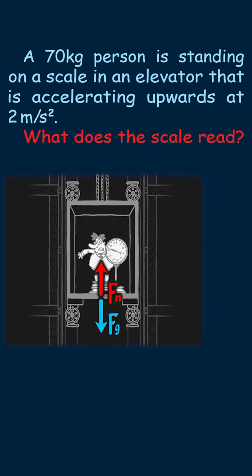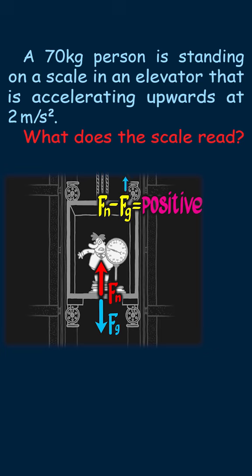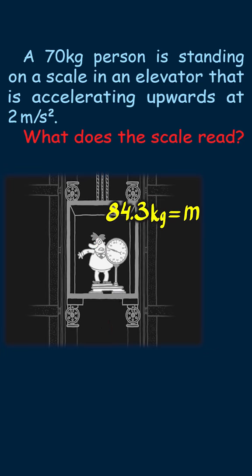Again, we're going to draw our force diagram, which has the same force of gravity. However, the normal force is going to be different, because now the acceleration isn't 0. Since the elevator is accelerating up, I'm going to draw an acceleration arrow in the up direction as well. If we look at our formula, we see that the sum of the forces now has to be positive, which, since the force of gravity is always constant, means that the normal force must now be bigger than the force of gravity. Plugging in our values and solving for the normal force, we get 826 newtons, which then dividing by 9.8 gives us an apparent weight of 84.3 kilograms. So in this case, the 70 kilogram person feels like they weigh heavier by 14.3 kilograms.